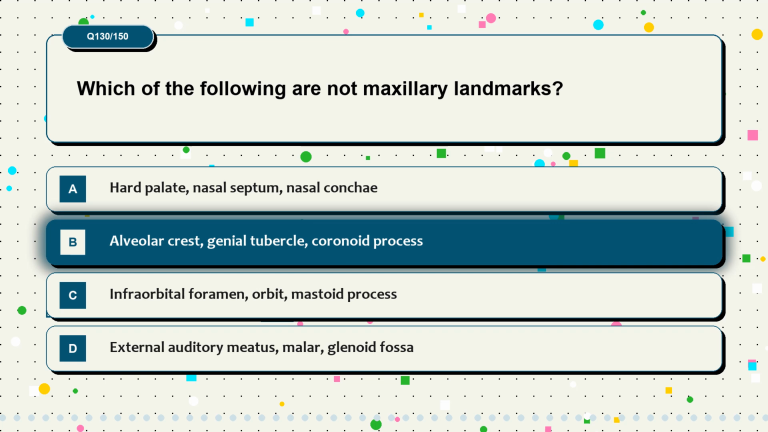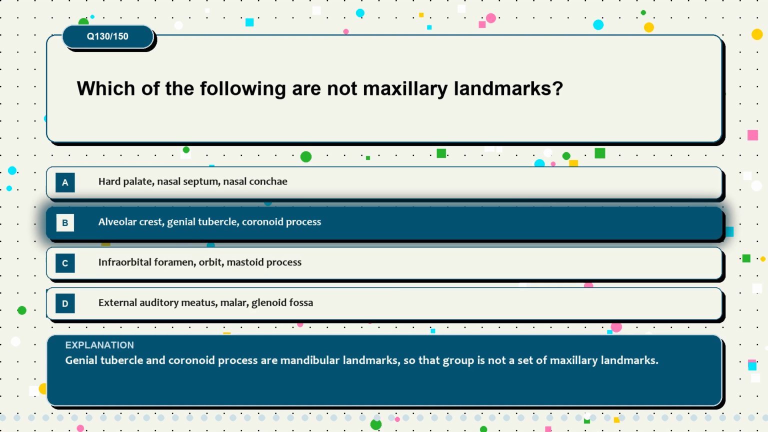The correct answer is option B. Alveolar crest, genial tubercle, coronoid process. Genial tubercle and coronoid process are mandibular landmarks, so that group is not a set of maxillary landmarks.